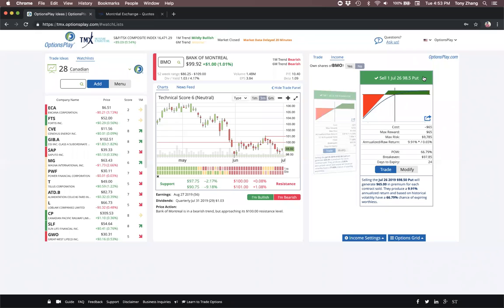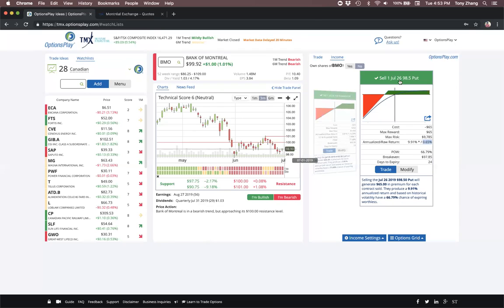And that's again why we always advocate to consider selling a cash secured put in this particular case, because I can sell a July 26, 98 and a half put, which is comparable to placing a limit order at 98 and a half. But in here, what I'm going to get is $65 in income, which is roughly 0.65% of the underlying cost, because it's a $100 stock. If I'm going to collect 65 cents, that's 0.65%.